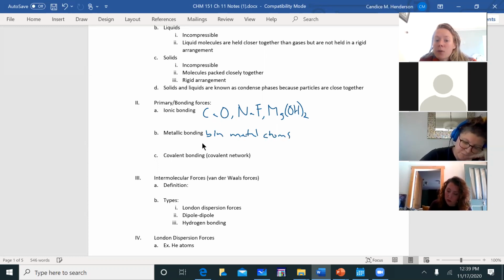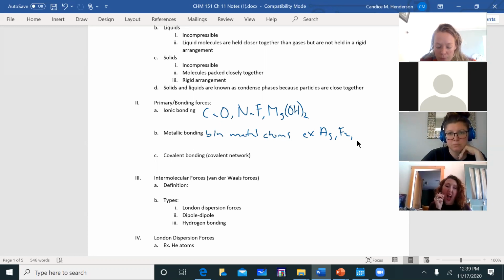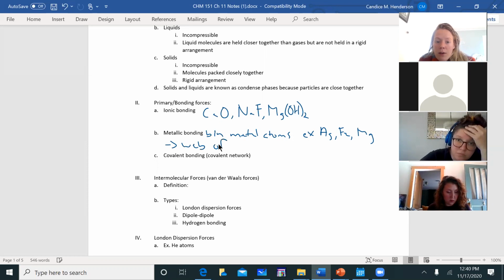So there's not going to be any sort of non-metal counterpart like we have in ionic. Instead, we're going to have all silver or all iron, you know, or all magnesium. And what we have happening here is a web of metal atoms and electrons.